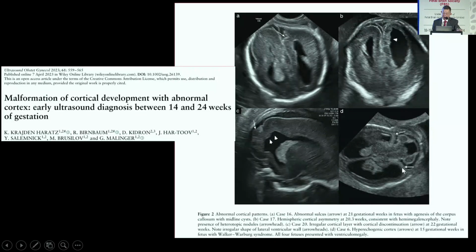And again, look at this one. You see how echogenic is the zone of the subplate cortex, and this is with abnormal vermis. This is very, very highly suspicious of cobblestone.